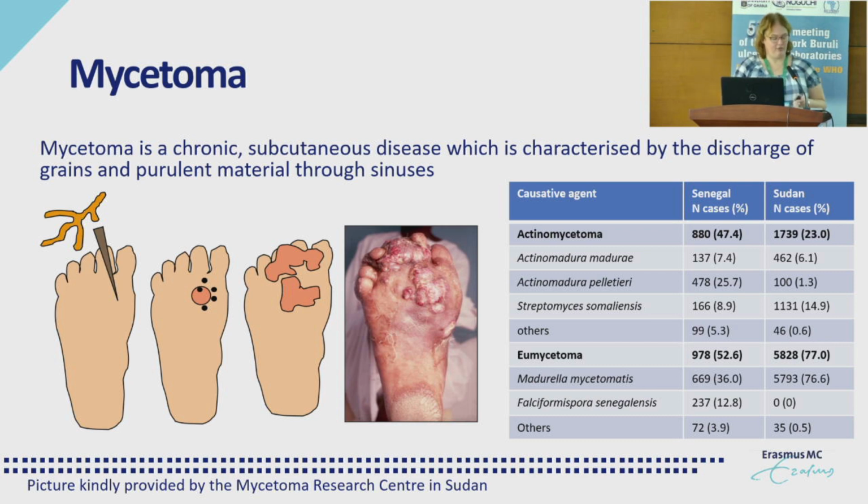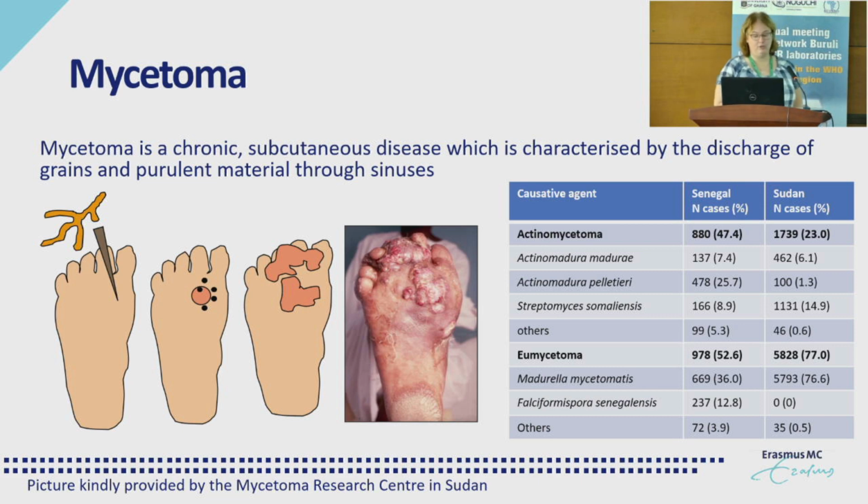So we therefore focused on two countries, one in Western Africa, Senegal, and one in Eastern Africa, Sudan, and looked at the historical data on the etiology. And there you can see that actinomycetoma was mainly caused by Actinomadura madurae, and that was found in both countries. Actinomadura pelletieri was more common in Senegal, and Streptomyces somaliensis was a little bit more common in Sudan.